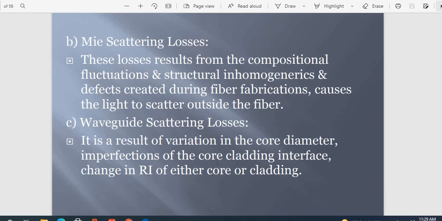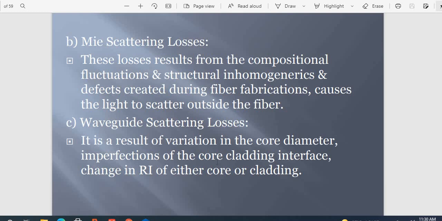Whenever we have structures, they may have the same formula, but the structures are different. My meaning is that the material can be the same, but the kind of design we put in may be different because of different core diameters, imperfection of the cladding, and change in the refractive index of the core or cladding, which varies because of the materials we put in. Because of all these things, we get the second type of loss, waveguide scattering loss. Mie scattering loss is because of compositional fluctuation and structural inhomogeneity and defects created during fiber fabrication, which cause the light to scatter outside the fiber. This occurs outside the fiber.